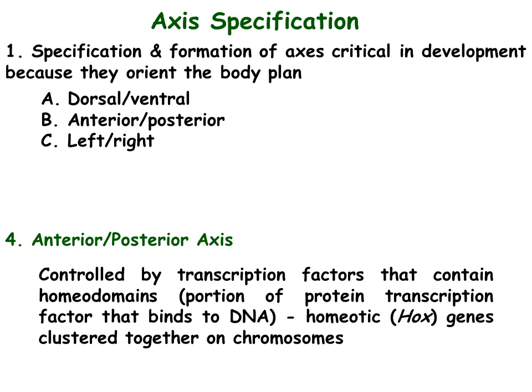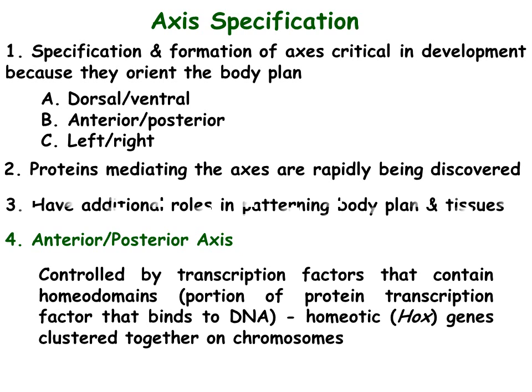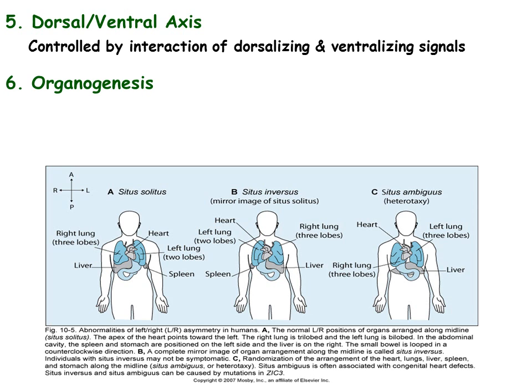Axis specification, of course, is very important. This is going to give us left and right, anterior posterior, and dorsal ventral. And the proteins mediating the axes are rapidly being discovered, so we're still investigating a lot of these, but they also have additional roles in patterning the body plan and tissues. And here, anterior posterior axes are determined by some of those Hox genes. And dorsal ventral axis, again, those signals.